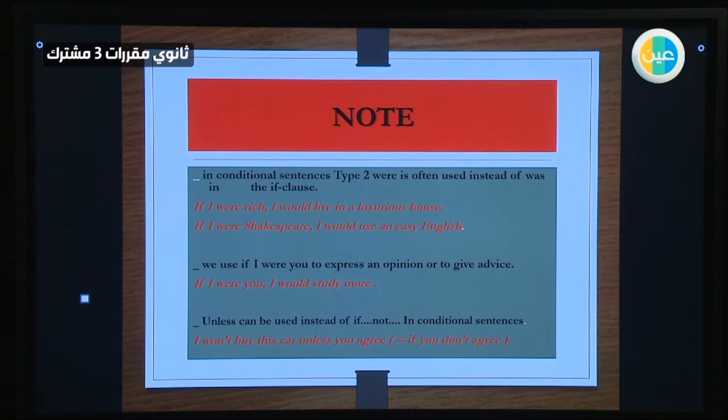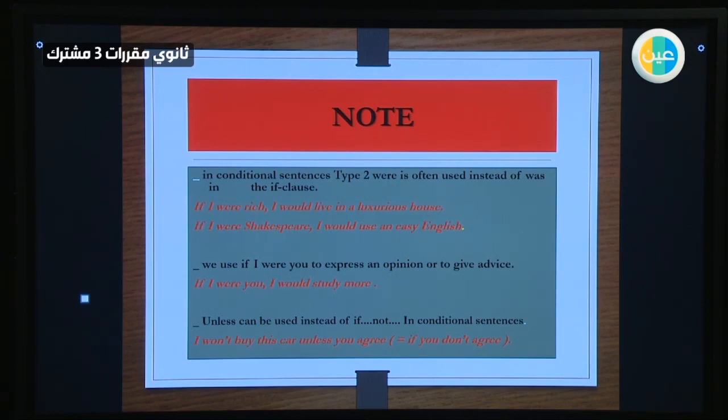We use if I were, usually we use this expression. If I were you, usually you may hear it. Why we use it? To express or to give advice, to give our opinion of something. Like when I say, if I were you, I would study more and more. Okay? Of course, I imagine what will happen. So I give you just as advice, my opinion. So you should study more. You should study more. If I were you, I would study more.